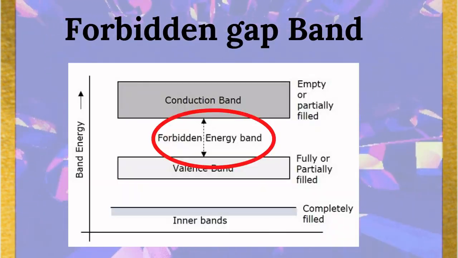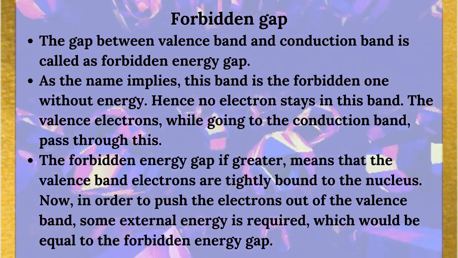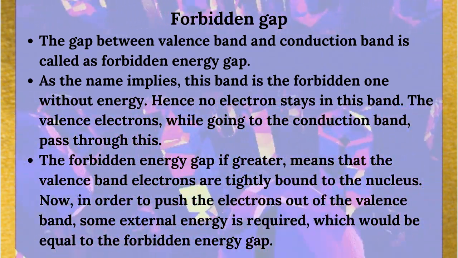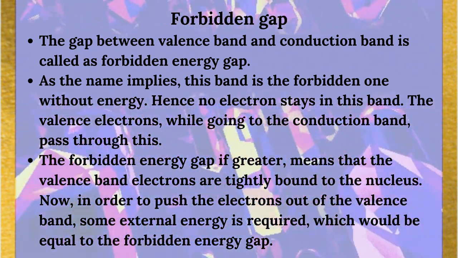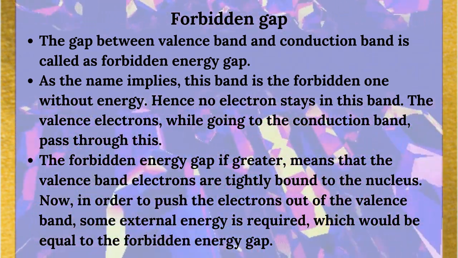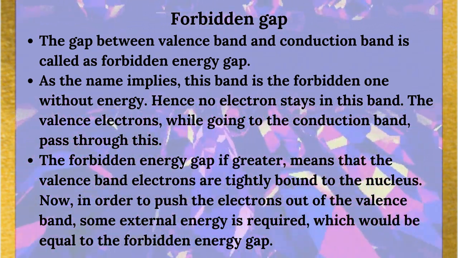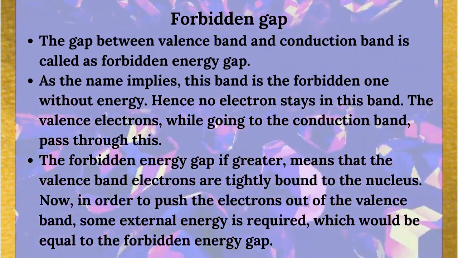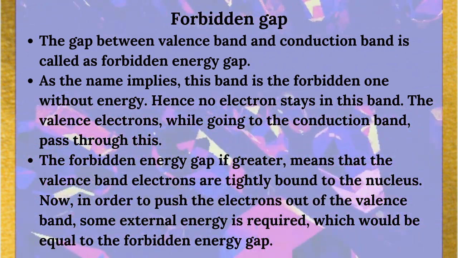Forbidden gap band. The gap between the valence band and conduction band is called the forbidden energy gap. As the name implies, this band is the forbidden one without energy. Hence no electron stays in this band. The valence electrons, while going to the conduction band, pass through this. The forbidden energy gap, if greater, means that the valence band electrons are tightly bound to the nucleus. Now, in order to push the electrons out of the valence band, some external energy is required, which would be equal to the forbidden energy gap.